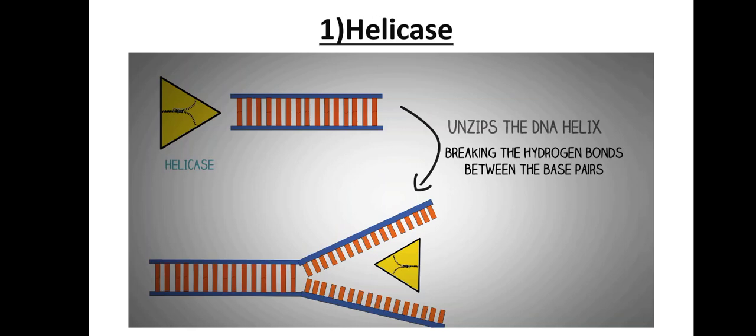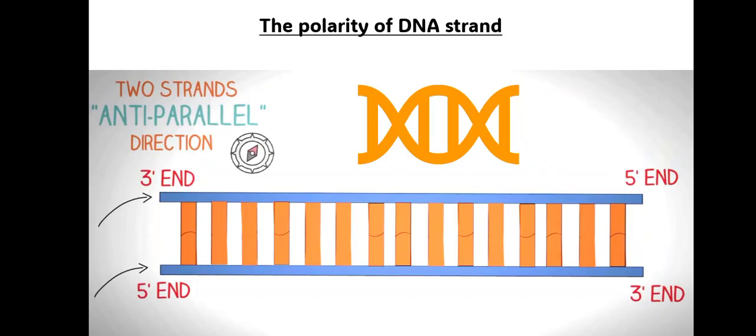First one, as I told you, DNA replication always starts with the help of an enzyme called helicase. So helicase enzyme always helps in the unwinding of the double-stranded DNA structure. Now, before looking at the unwinding process, let us see the polarity of the DNA strand.